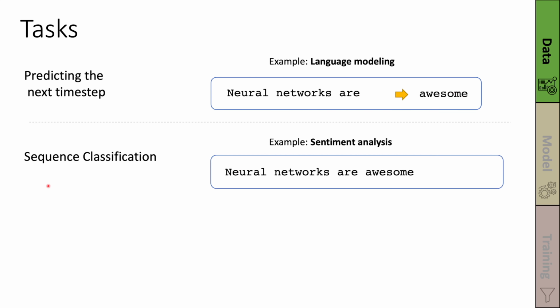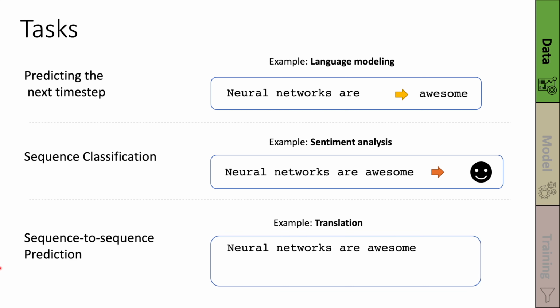For sequences, we can also have classification tasks, where we process the entire sequence, and then we want to do something with that and classify this sequence. And here, the classification means assigning a sentiment to the sequence. In this example, this would be a positive sentiment. So we classify this as a positive sentence.